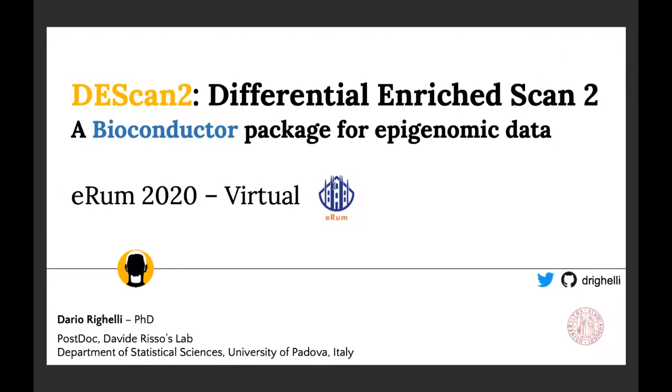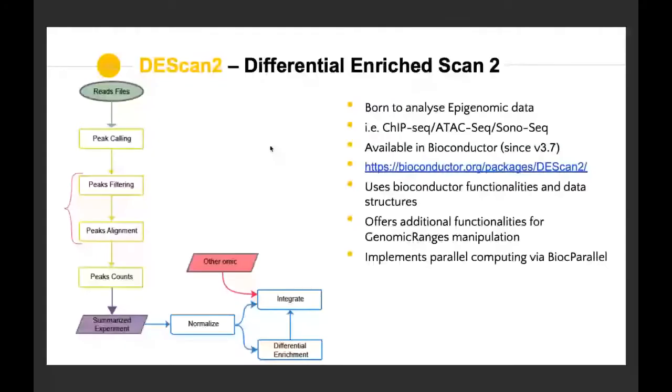So our approach is a mixture of the steps that we developed with our package here in yellow and other steps that can be made with other packages. First of all, we implemented a peak caller in R, then filtering and alignment steps, and third, a matrix of the counts for the peaks that is summarized in a SummarizedExperiment. So then you can normalize the data and also integrate with other omics if you have them. It is available on Bioconductor since version 3.7. It has several vignettes to understand how to use it.